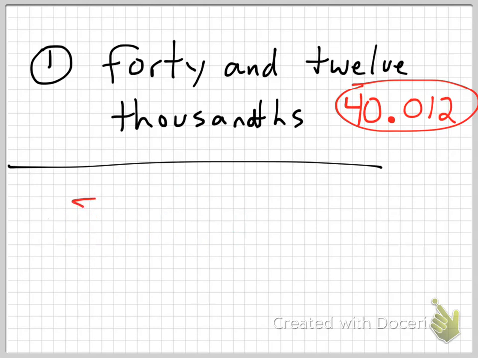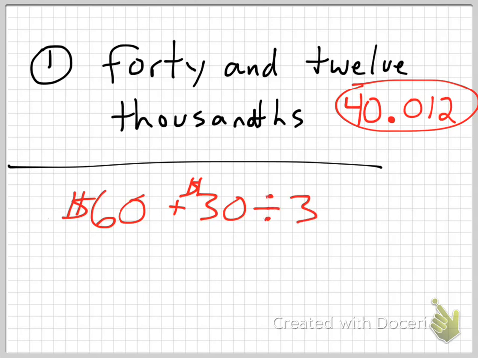Number 12. $60 plus $30 divided by 3. How many of you have the answer in front of them that says $30? How many of you have $30 in front of you? Yeah, listen. This is the order of operations. There's a string of things to do. Which one do you do first?